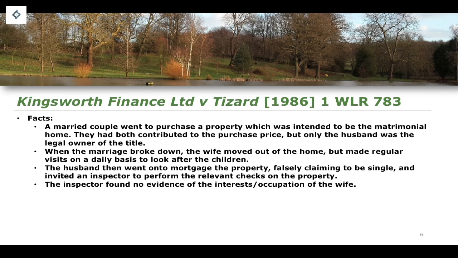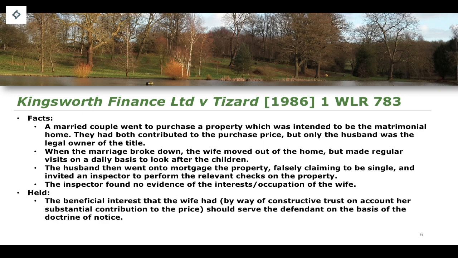So the fact that the husband went on to mortgage the property meant that there was this issue of whether or not he is bound by the wife's equitable interest under the doctrine of notice. Now, the inspector, like we've said, found no evidence of the interest or the occupation. Now, ultimately, the beneficial interest that the wife had, of course, is a constructive trust on account of the substantial contribution to the purchase price. And so as a result of which, this would serve the defendant on the basis of the doctrine of notice.